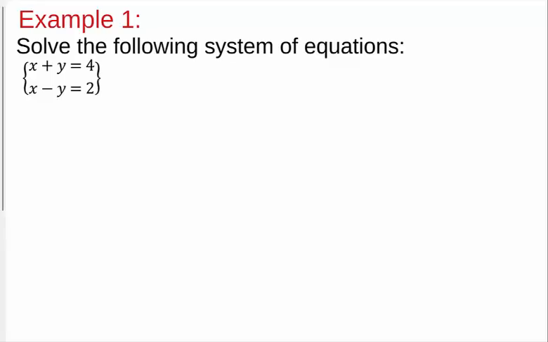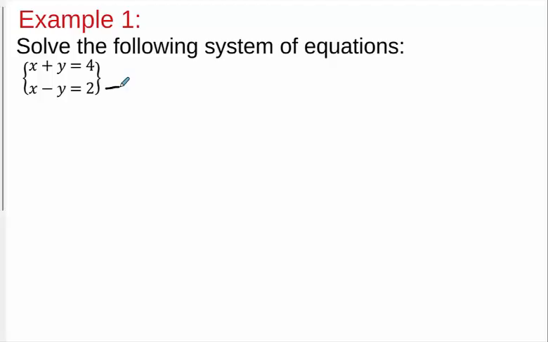Solve the following system of equations. We have x plus y equals 4 and x minus y equals 2. There are two good ways we can solve this: substitution and elimination. Let's go ahead and do substitution first, because it's a method we don't always do. Let's get that one out of the way really quick. For substitution, what we want to do is solve in terms of one variable, at least one equation. And we can do that with the second one.